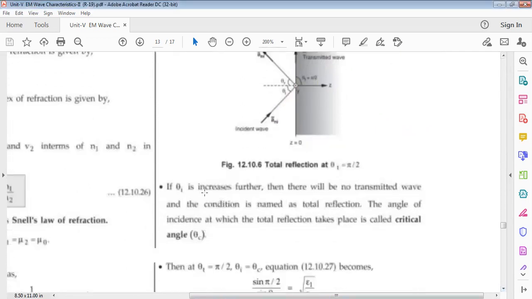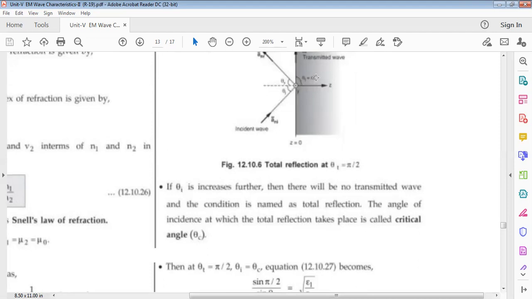So if theta i increases further, then there will be no transmitted wave. If theta i is increased still further beyond the point where the transmission angle is pi by 2, there is no transmitted wave, and the condition is named total reflection. Actually, when we consider the two mediums, medium 1 is a dielectric and medium 2 is also a dielectric. The incident beam with an angle of oblique incidence theta i, some part is transmitted and some part is reflected.